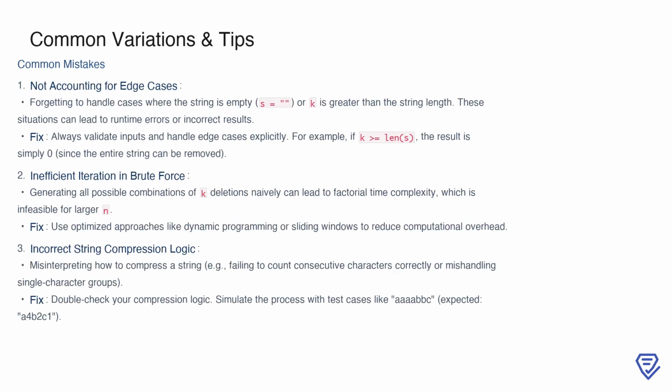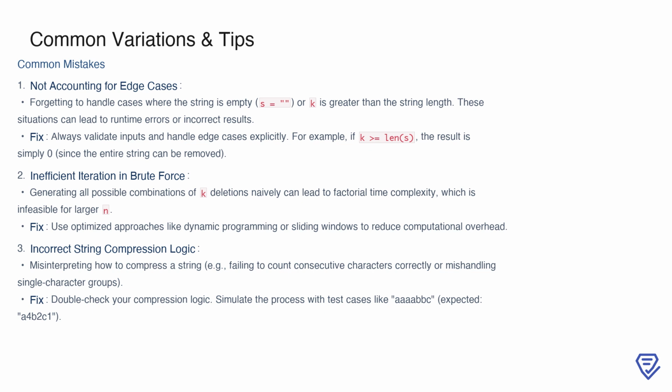One of the most common mistakes in this problem is not accounting for edge cases. For example, if the string is empty or if the number of deletions, k, exceeds the length of the string, your solution might fail or produce incorrect results. To fix this, always validate the input up front. If k is greater than or equal to the string length, the answer is straightforward: you can remove the entire string, resulting in a compressed length of 0.